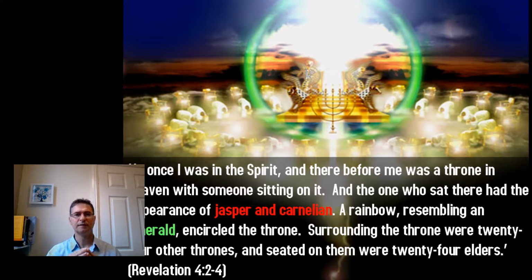And here, on this image, this is a combined image. You can see beneath the throne there's blue, and around the throne there's a green color. This image is basically taken from Revelation chapter 4, verses 2 to 4. At once I was in the Spirit, and there before me was a throne in heaven with someone sitting on it. And the one who sat there had the appearance of jasper and carnelian. A rainbow resembling an emerald encircled the throne. Surrounding the throne were 24 other thrones, and seated on them were 24 elders.